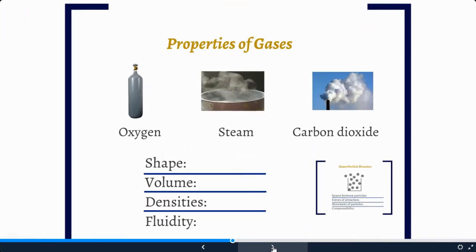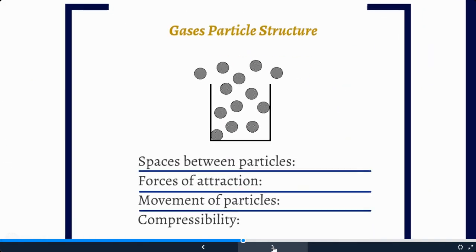Now, gases. Gases have large spaces between them. That means intermolecular spaces are large, and the force of attraction is least because they are far away from each other, and their movement of particles or kinetic energy is highest because they can move. They have space between them. That's why they can move.